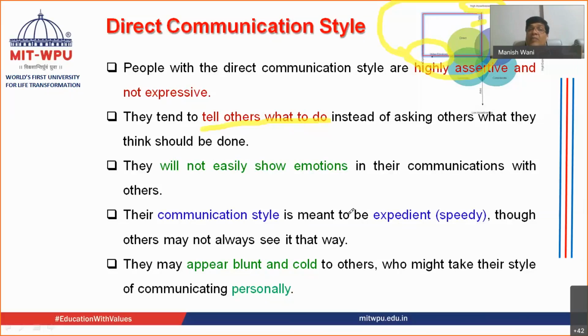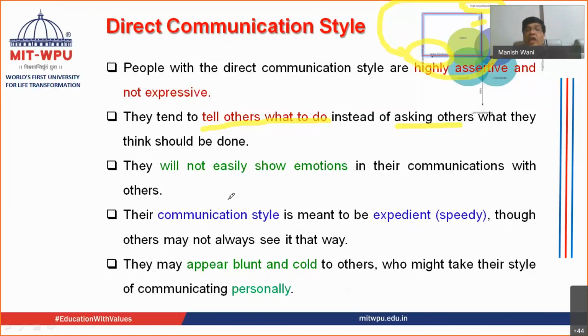They are going to tell people what is to be done, and they never ask others how it can be done. Can we do it in this way? Should we do it in this way? There is no discussion going on. They just come and give the command to the people. So these type of people tell what is to be done.